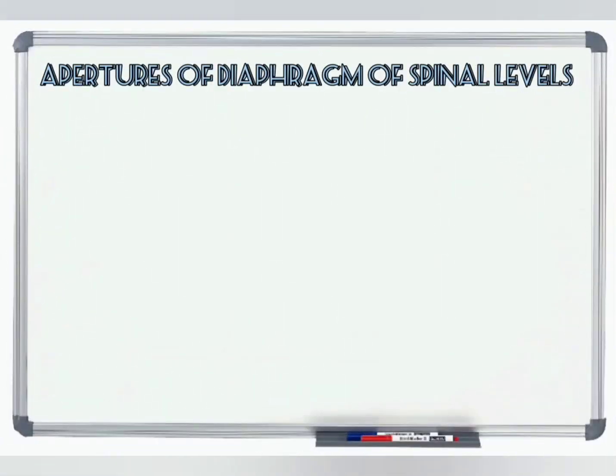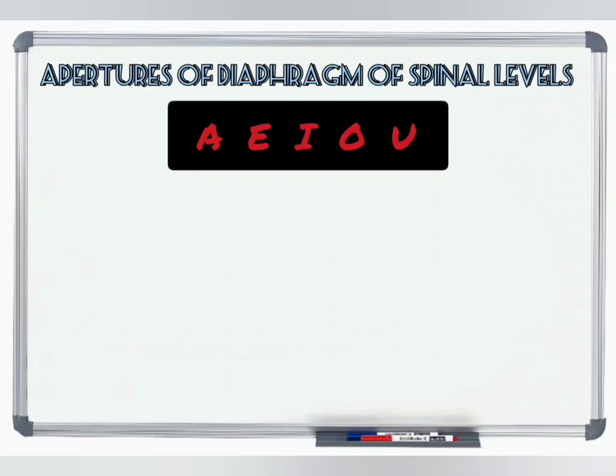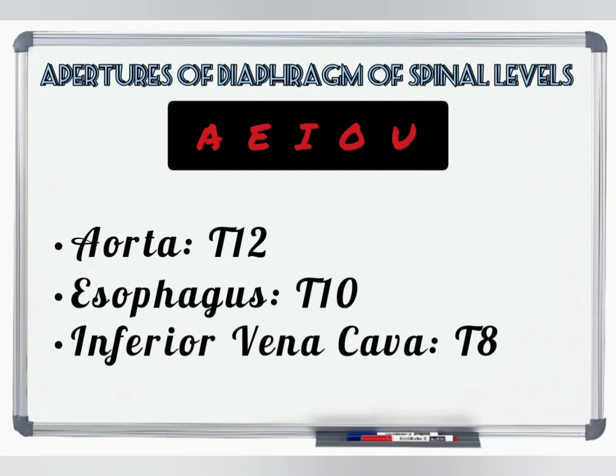Apertures of diaphragm at the spinal levels. Mnemonic AEI from the vowels AEIOU: A for aorta, T12; esophagus, T10; and inferior vena cava, T8.